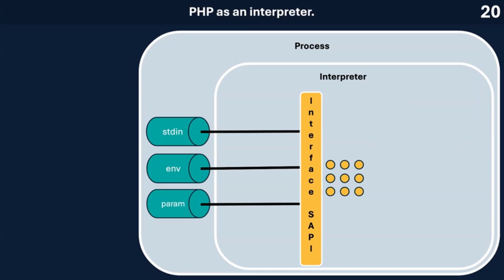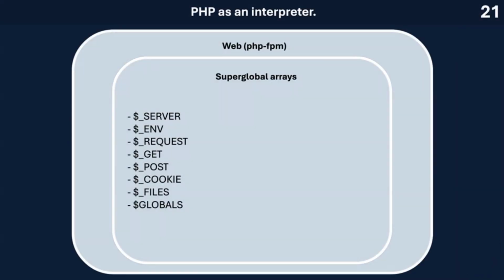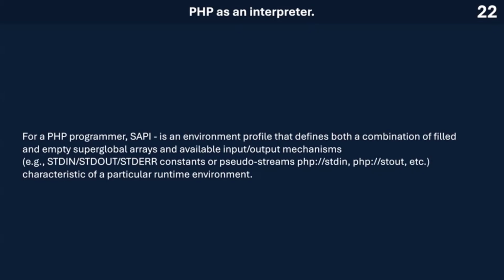But I want to look at this topic from two perspectives. First, from the perspective of a PHP programmer. SAPI is an environment profile, that is, a specific set of populated superglobal arrays and methods for working with input-output. For example, when you work with PHP code on the web using, say, php-fpm, you have the usual set of superglobal arrays: server, env, and so on. But if you run the code in a terminal using the PHP console interpreter, you will find that only 3 superglobal arrays are populated, while the rest are empty. This is SAPI, or more precisely, the result of its work.